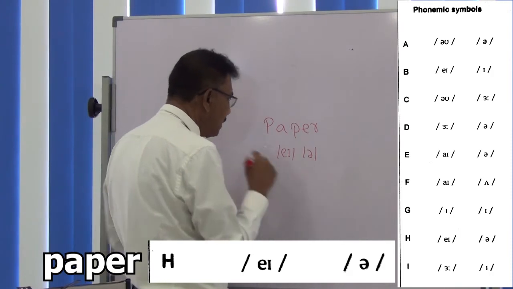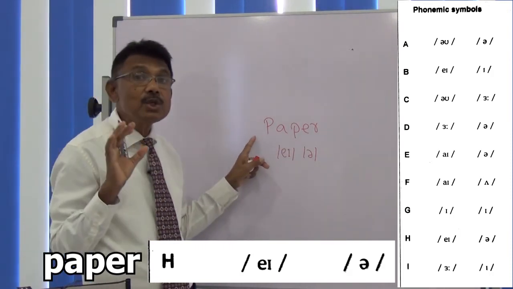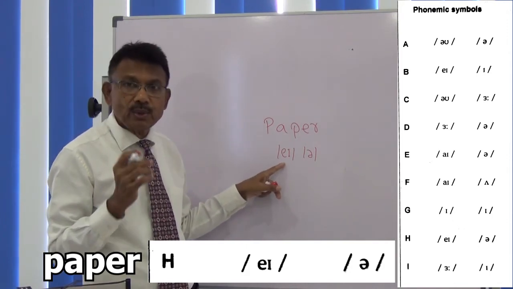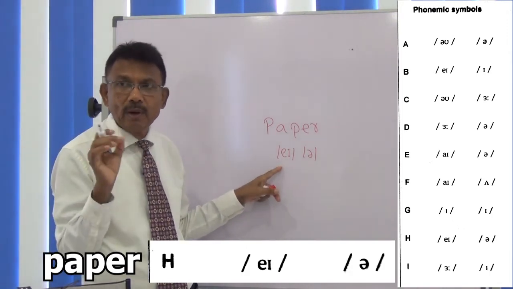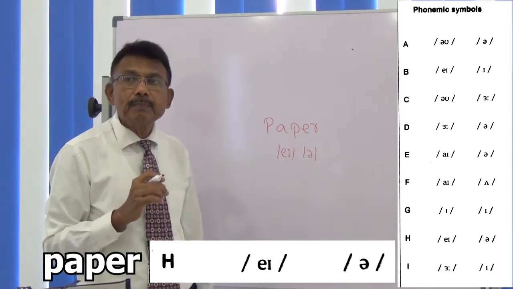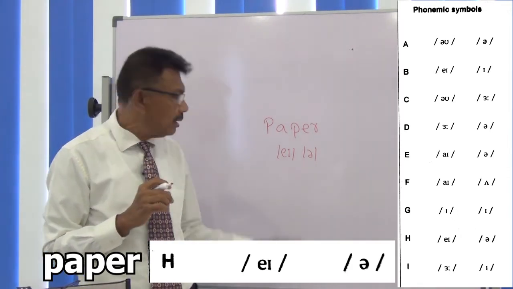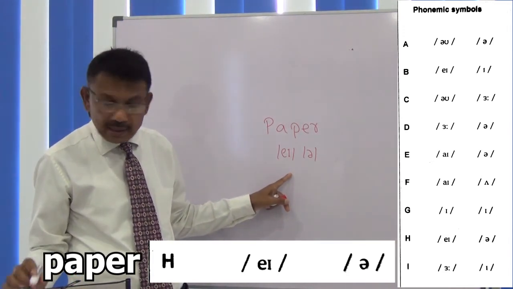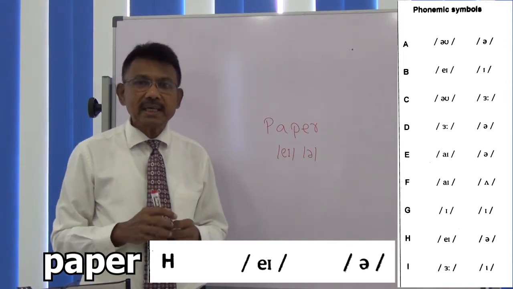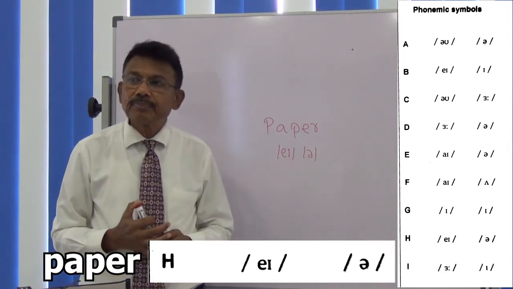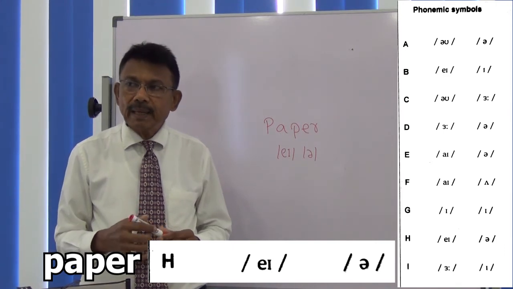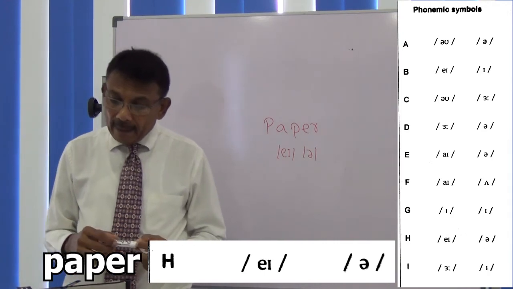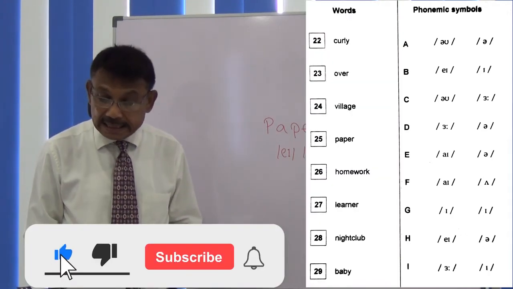This is my pronunciation. Paper. This is not paper. This is paper. This is a diphthong sound that is also vowel. A, two vowel sounds. Paper. Is this in H? Where is H? A. Right. So your answer is correct. It must be paper. Okay? Right. Then let's come to question number 26.